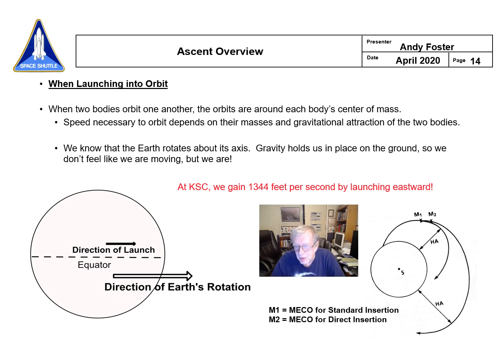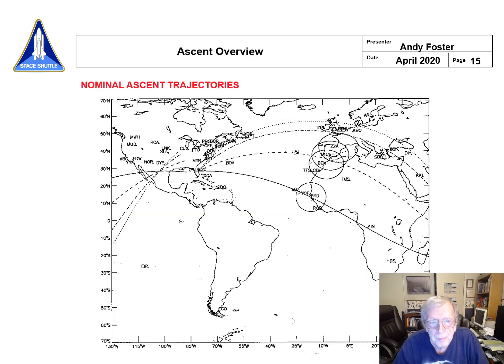For direct insertion, I come around here and coast all the way to apogee. I don't have to burn anything because the main engines have done it. They've given me the extra velocity that I need. Then I get here to apogee, and I'm again going to burn. I'm probably going to circularize my orbit or raise it to whatever perigee I want to be able to work with. It could be that if you burn enough, you'll drive the other side to apogee. But anyway, that's how it works.